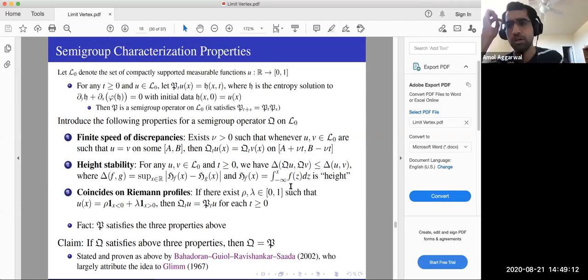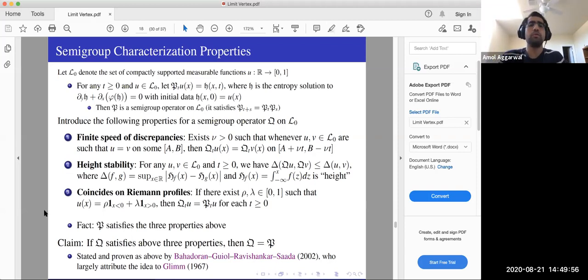So remember that I'm dealing here with the derivative functions, I've passed to sort of densities. So what this delta is doing is it's computing the difference back on the level of height functions. So I can view this H of f as sort of the height profile associated with this density profile. So that's height stability. What it means again is that the height profiles are close after a long period of time, or after any period of time, if the initial data was close. And the third property is that they coincide. So Q and P coincide on Riemann profiles. So a Riemann profile is just a step profile. So it's rho to the left of 0 and lambda to the right of 0.